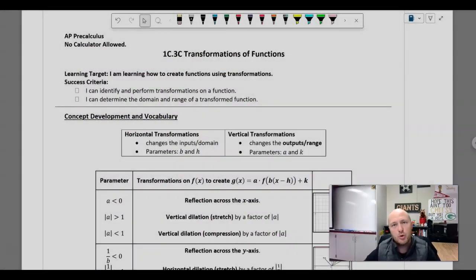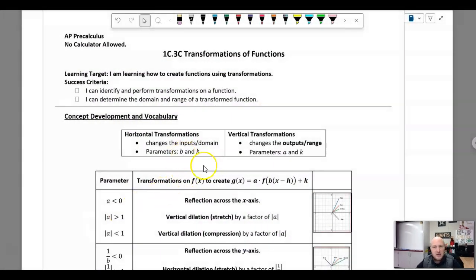We are talking about parameters a, b, h, and k of functions and how they affect the graphs. Remember, b and h are horizontal transformations that affect the domain. They will compress or stretch or dilate or shift a graph left or right, whereas the vertical transformations affect the outputs or your range values, a and k. These will make your graph get elongated, stretched vertically or reflected, and shifted up or down, okay?